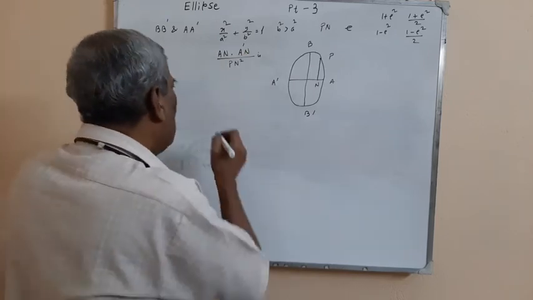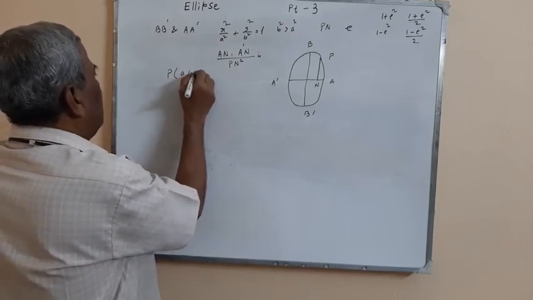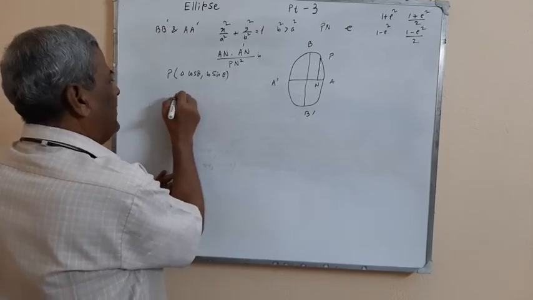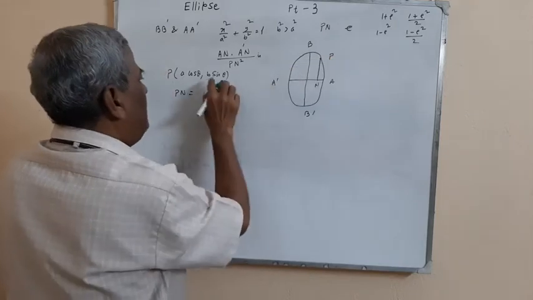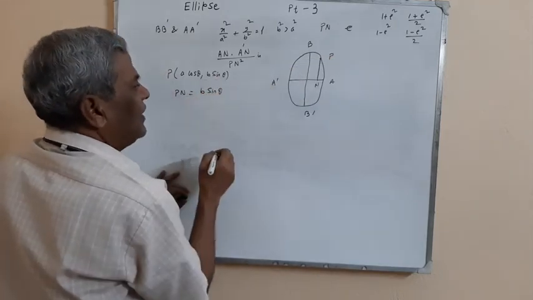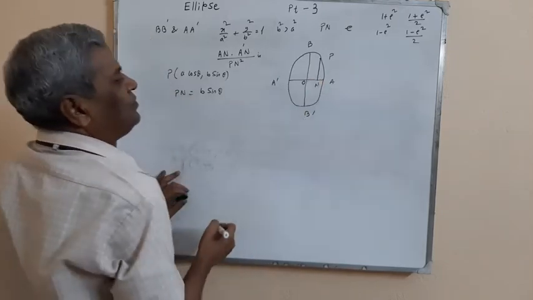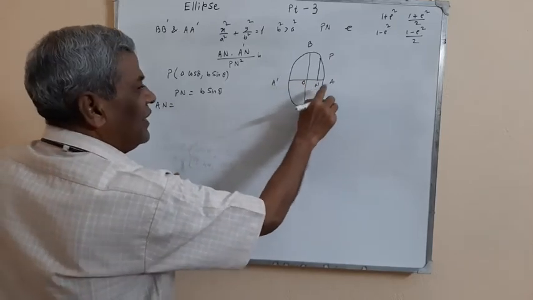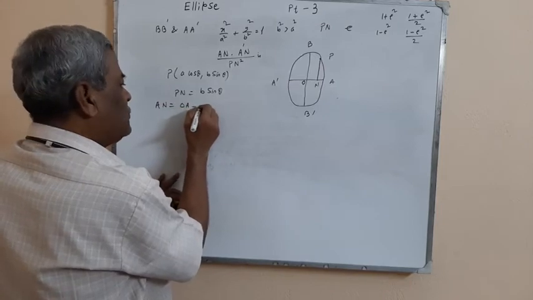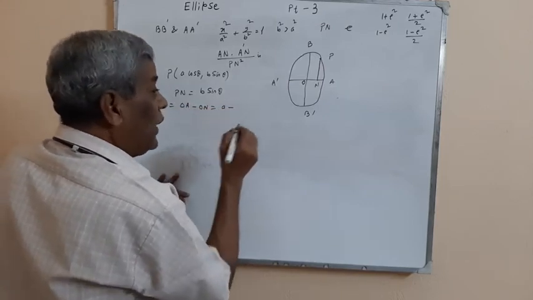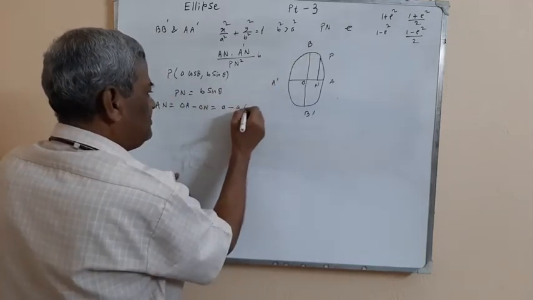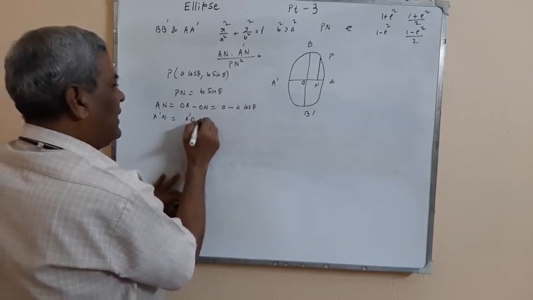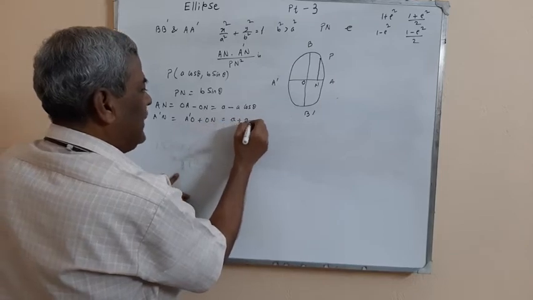PN is known. Suppose the coordinate of P is a cos theta, b sin theta. So that we get PN, the y coordinate of P, that is b sin theta. Suppose this is O. AN is OA minus ON. OA means a, minus ON, the x coordinate of P, that is a cos theta. A dash N is A dashed O plus ON, that is a plus a cos theta.